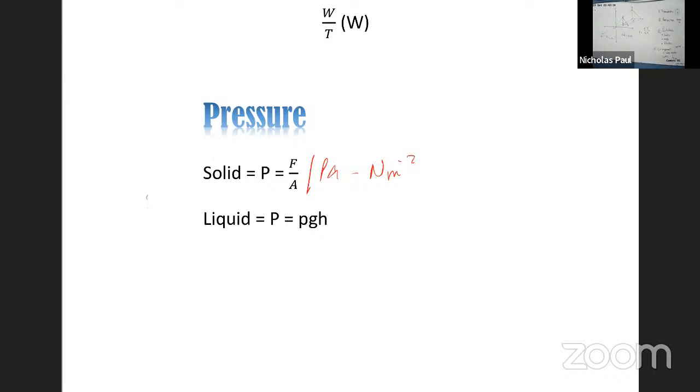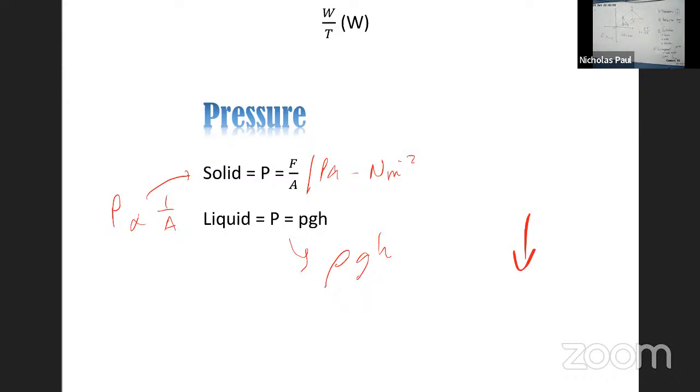By the way, pressure in a solid is generally dependent on what? Generally dependent on area. They are inversely related. So the smaller the area, with constant force, you will get a larger pressure. The smaller the area, the greater the pressure. And in a liquid, pressure is density by gravity by depth. So the lower you go, the greater the pressure.